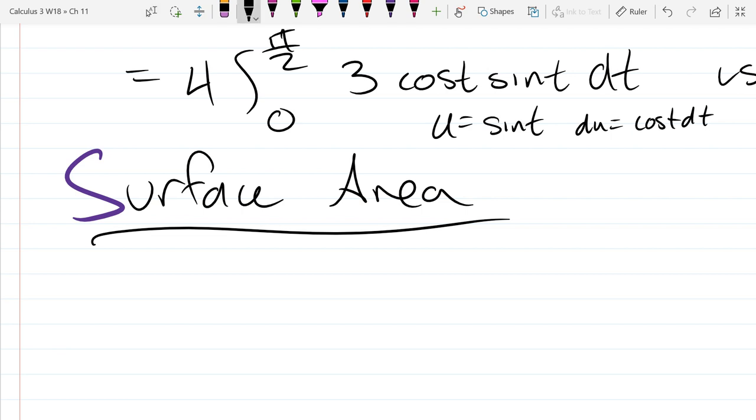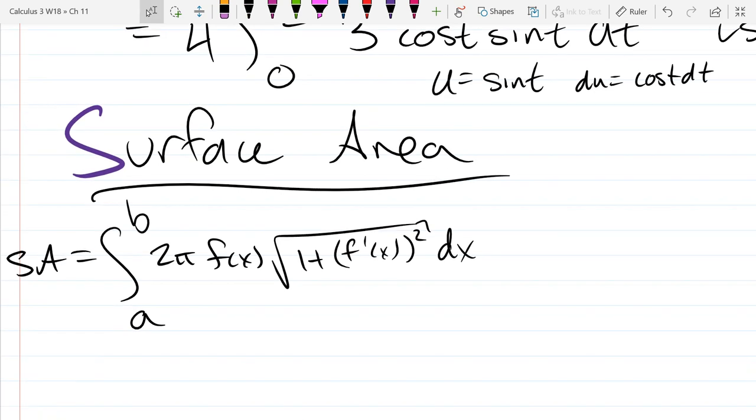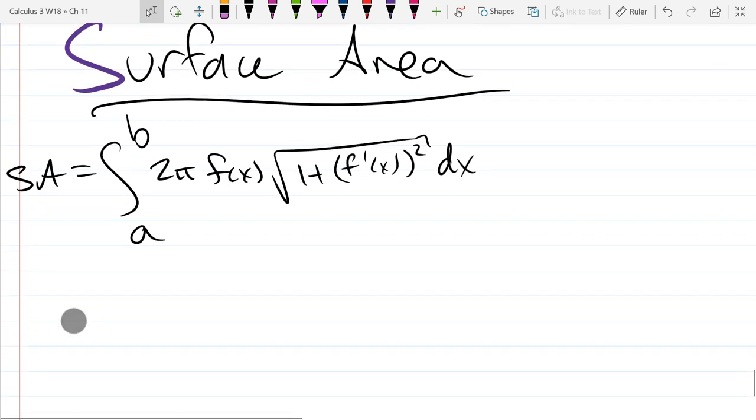All right, so surface area used to be the integral from a to b. I think I used SA for surface area. 2 pi f of x square root 1 plus f prime x squared dx. There is some fine print with this setup right here. So this is surface area of revolving a curve. That's left out of the cheat sheet. But what are we revolving around if this is what it looks like? So this is an x-axis revolution. You're going to revolve the function f of x around the x-axis from a to b.